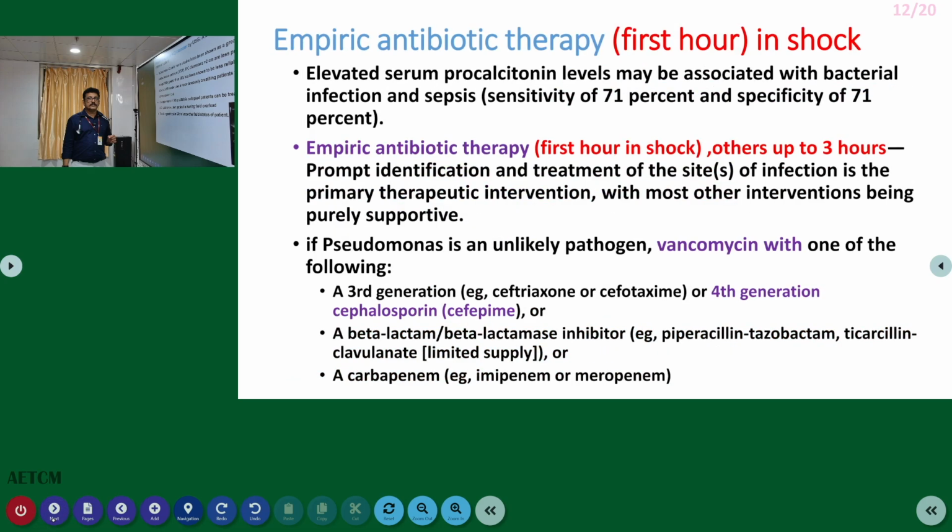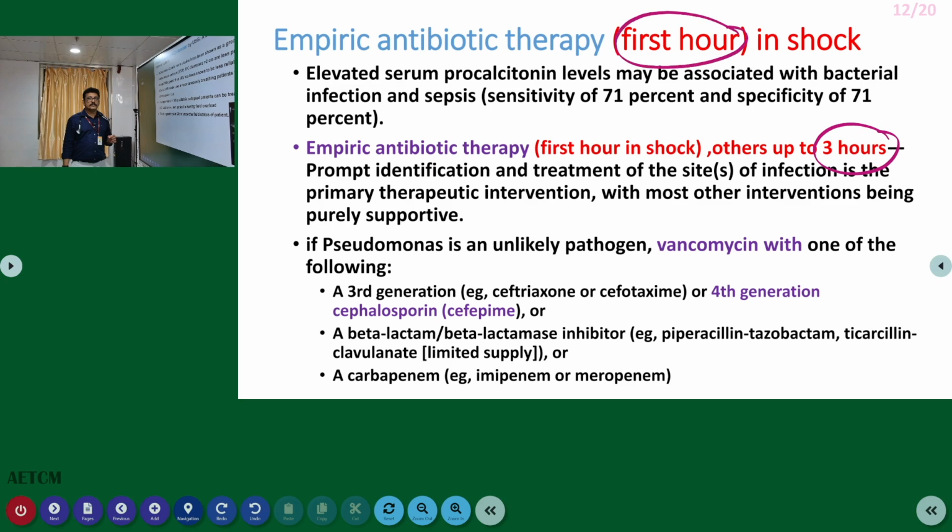Now, empirical antibiotic in the emergency room in sepsis. Previous guidelines say that you have to start the antibiotic in the first hour, but here, if the patient is not in shock, you can wait up to 3 hours and discuss with your seniors or experts like ID experts. You can decide regarding the antibiotic within 3 hours. But if the patient is in shock, better to start the antibiotic in the first hour itself.